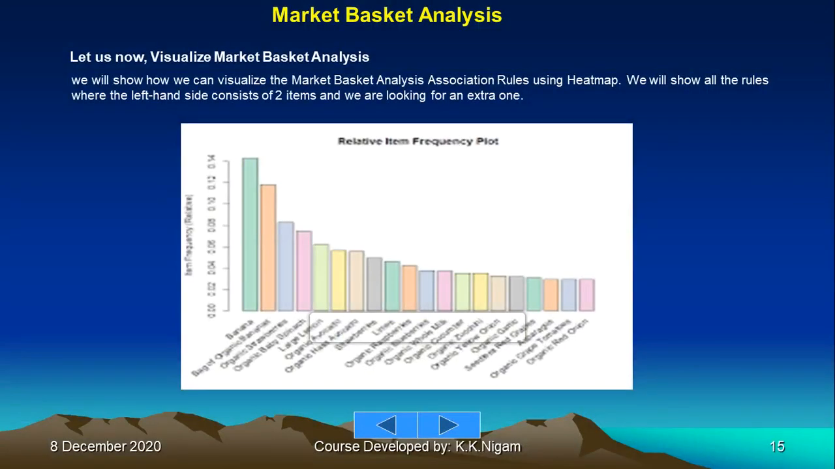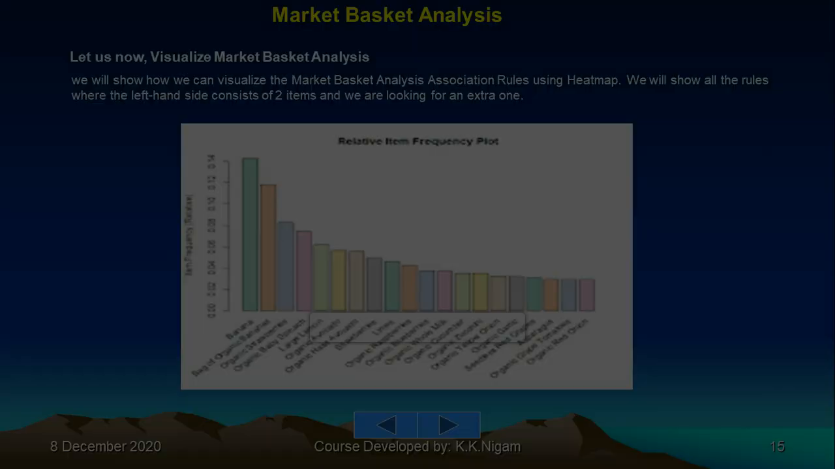Let's now visualize market basket analysis. We will show how we can visualize the market basket analysis association rules using a heat map. We will show you all the rules where the left hand side consists of 2 items and we are looking for an extra one. So this is how you will get the graph, and this is very helpful because it is always better to visualize your data using a graphical approach.